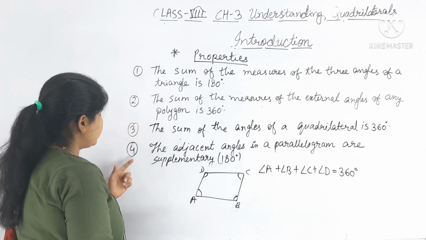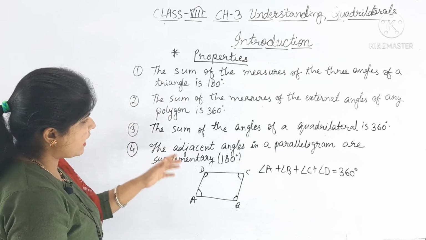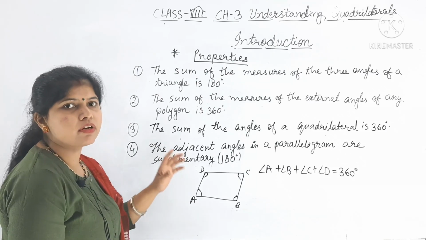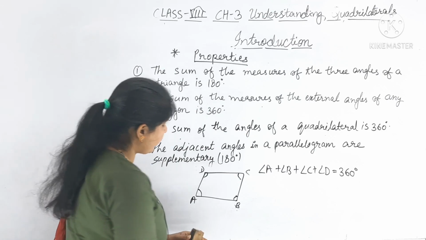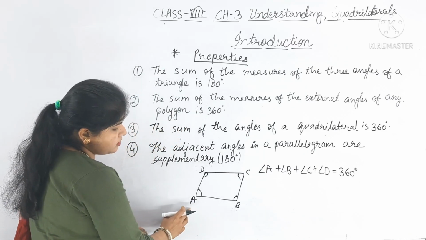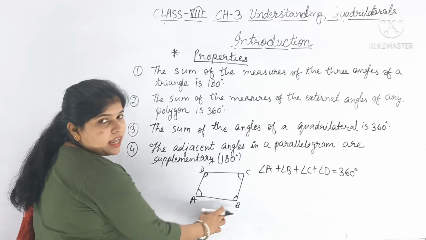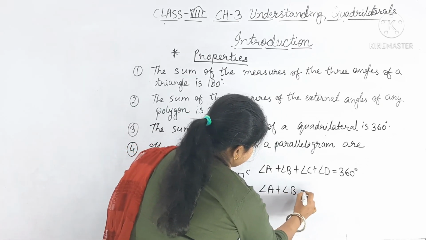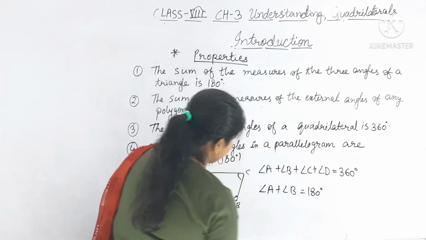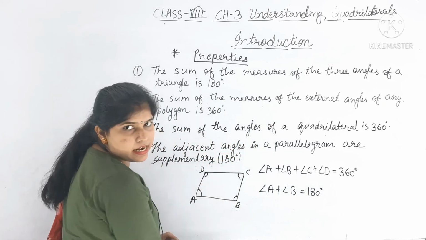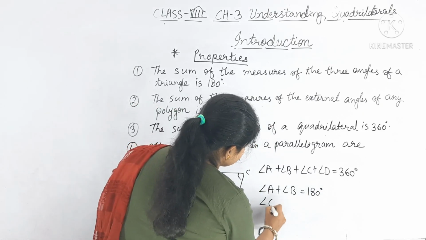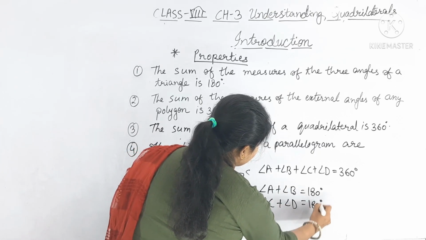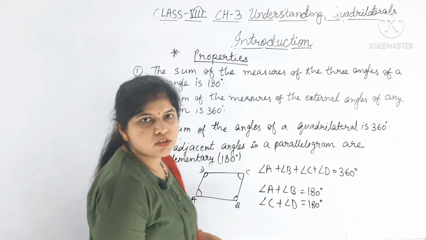Okay, and the last point is point number 4. The adjacent angles in a parallelogram are supplementary. Supplementary means 180 degree. Okay, here you can see angle A and angle B are adjacent angles. So you can write angle A plus angle B is equal to 180 degree. Okay, and here D and C are adjacent angles. So here you can write angle C plus angle D is equal to 180 degree. So these are the important properties you should remember.